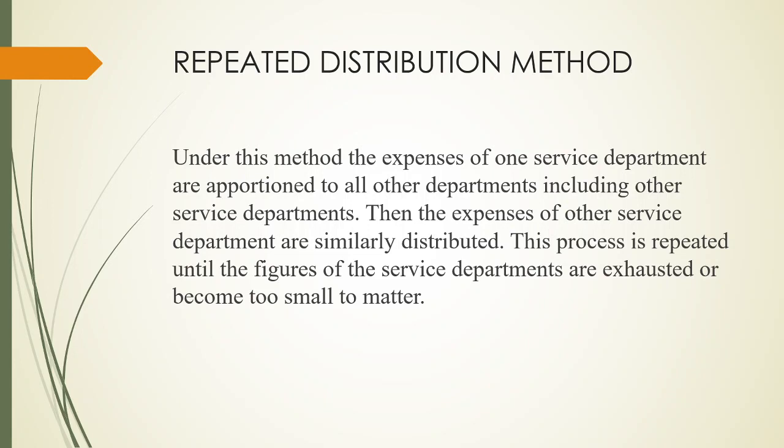Under the repeated distribution method, the expenses of one service department are distributed to all the other departments, that is the production departments and the service department. Then the expenses of the other service department are similarly distributed, that is to production departments and service department. This process of distribution is repeated till the figures of the service departments are exhausted or become too small to matter. So the service department overheads are distributed to production as well as the other service departments, and the process is continued till the service department overheads become zero.